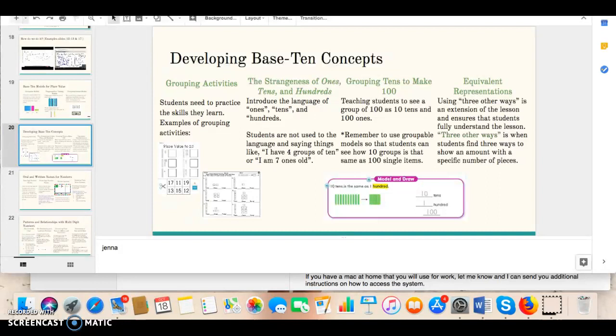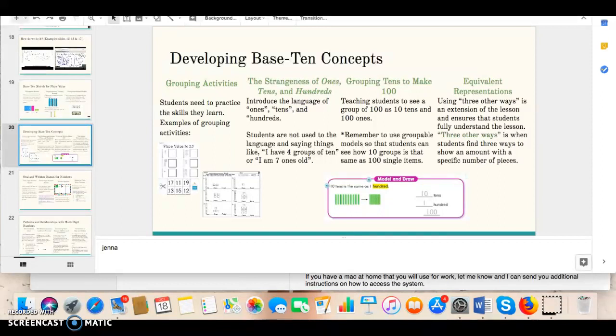having students go around their home and finding familiar objects or objects they have a lot of, such as toothpicks, and then having them group them and identify how many groups of 10 they have, and then how many singles they're left with.